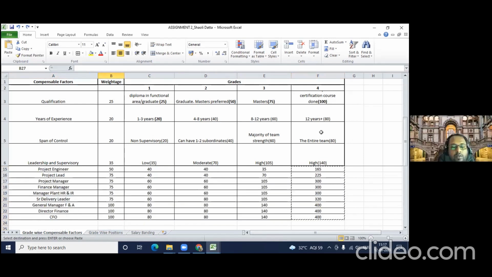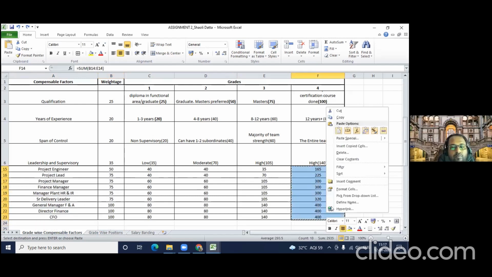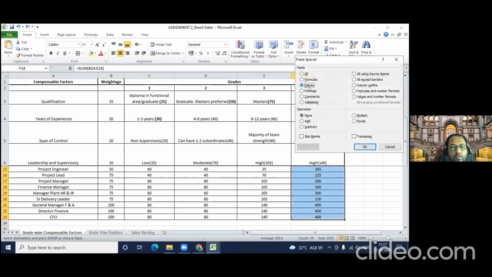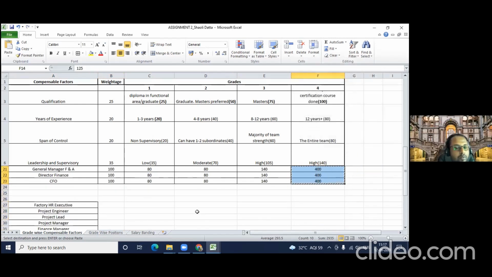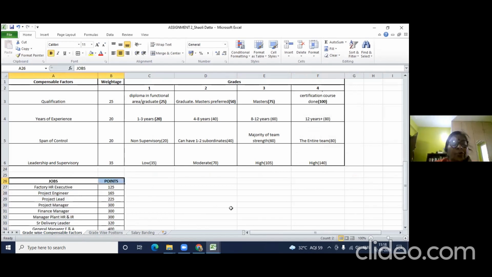Paste of value. No, just copy and just paste over there. In paste you can just do that. You can add like job points or total points. Yeah. Okay.